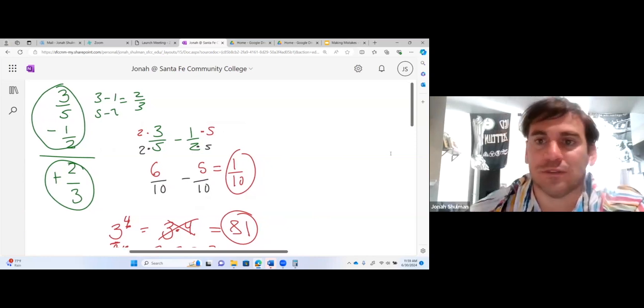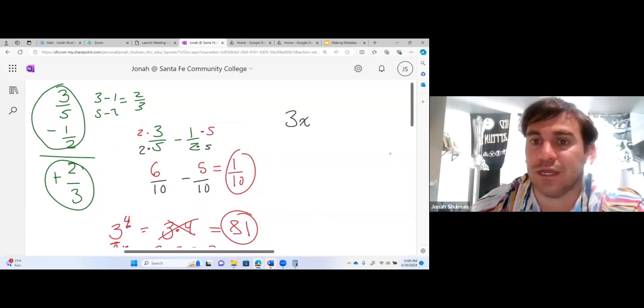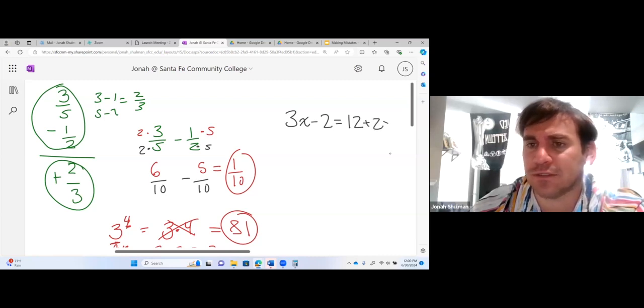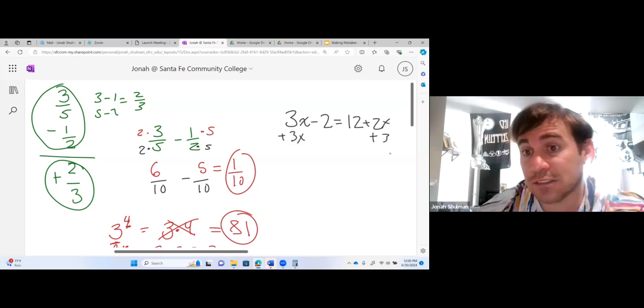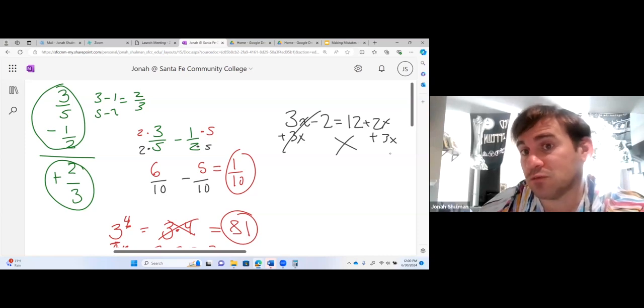Other mistakes I see all the time: 3x minus 2 equals 12. A lot of students might make 12 plus, I don't know, 2x. A basic common mistake that I usually see is that a student will add the 3x to both sides instead of subtracting it. That's something you might see when they're trying to move it over, which is wrong. You have to subtract it when you're moving across.